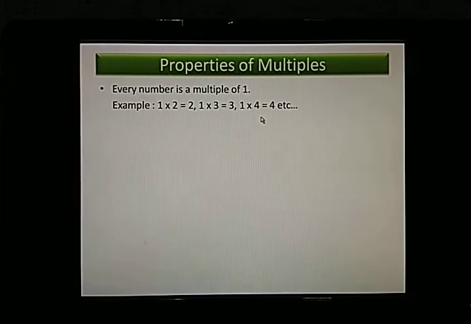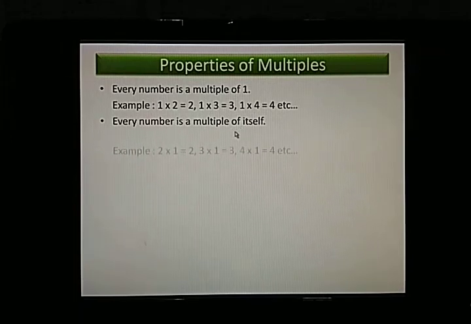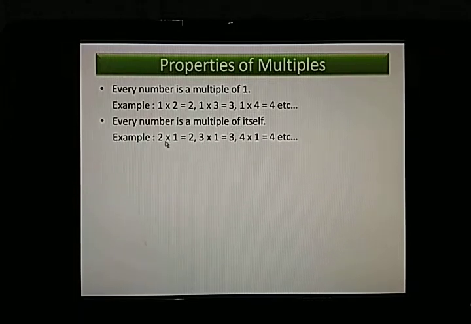So multiples are infinite. We will get to this point. Every number is a multiple of itself. Yes, obviously. You can see 2 is a multiple of 2, 3 is a multiple of 3, 4 is a multiple of 4. Correct? So every number will be a multiple of itself.